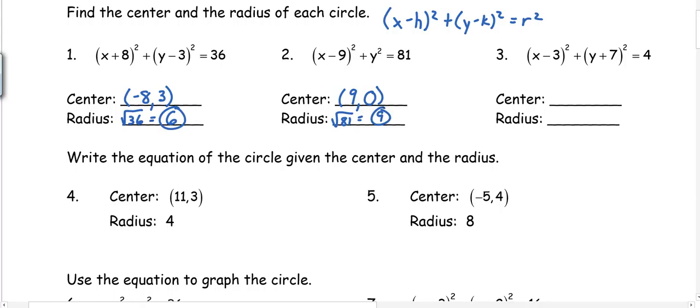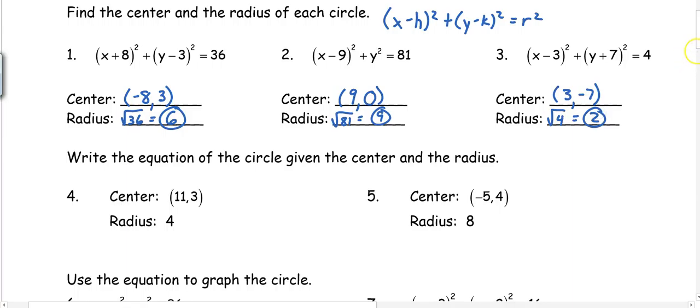In number 3, we have to take out the opposite signs again. So we have the quantity (x - 3) squared plus (y + 7) squared equals 4. So when I take out the opposite signs, my center is 3, -7, and my radius is the square root of 4, which is equal to 2.